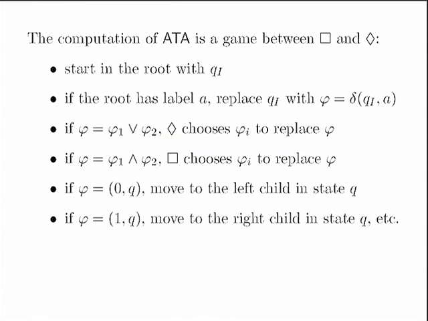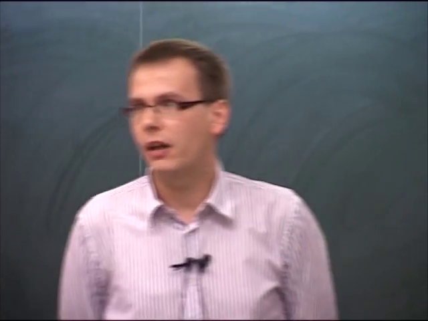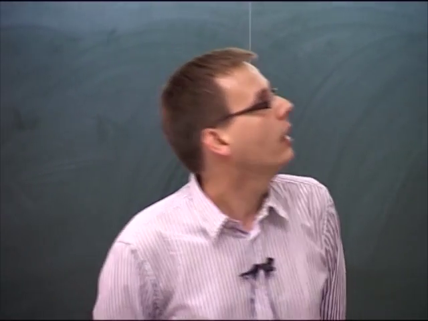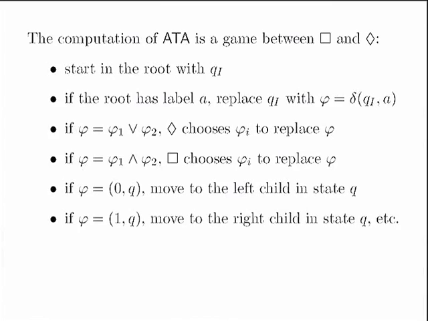Now, let me recall how such an automaton works. Basically, a computation of such an automaton is a game that's played by two players, Box and Diamond. The play starts in the root of the tree in the initial state. If the root has label A, then we replace the initial state with the Boolean combination given by the transition function. Now the players make their choices depending on the outermost operator. If the Boolean combination is a disjunction, then Diamond chooses whether he wants phi1 or phi2, and this phi_i replaces phi. If it's a conjunction, it's Box who chooses.